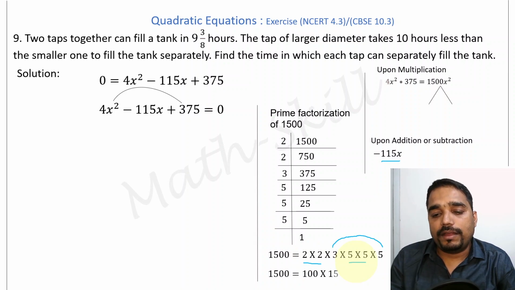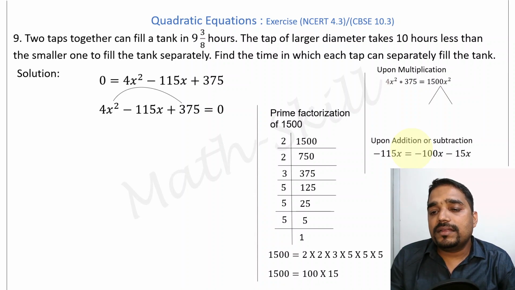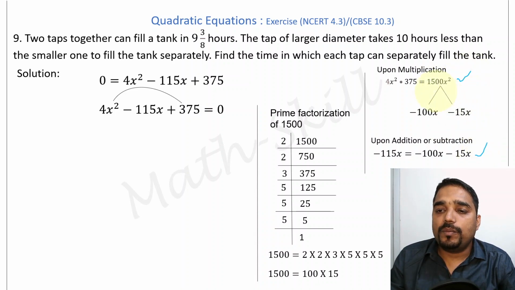If we are selecting these factors, then upon addition of minus 100x and minus 15x, we would be able to get minus 115x. That is, the selected factors are minus 100x and minus 15x. Also, minus 100 into minus 15, if multiplied, we would be getting plus 1500. That is, minus into minus is plus, 100 into 15 is 1500, x into x is x square. Now, both the conditions are satisfied. Upon multiplication, we are getting 1500x square, and upon addition, we are getting minus 115x. Therefore, the factors can be selected here.